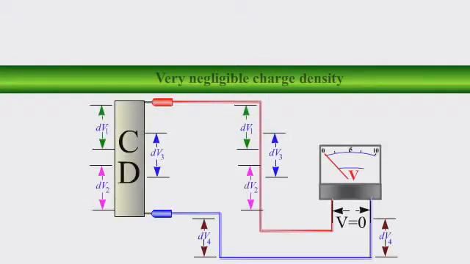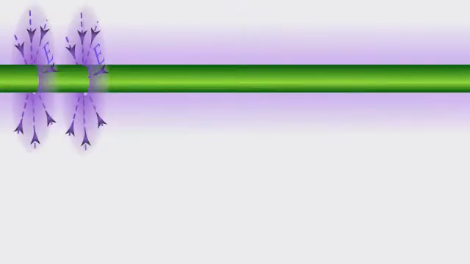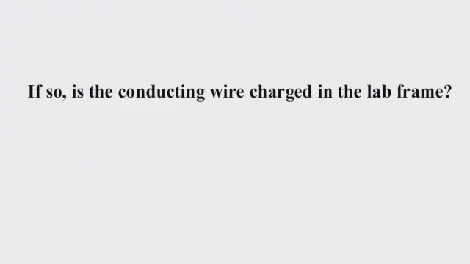Now, believing that these could be the possible reason for the detection of zero potential, and the reason why the wire seems to be uncharged in the lab frame, since the effects of Lorentz contraction of conducting electrons is undeniable, one can expect that the conducting wire requires a net negative charge in the lab frame. So, could the conducting wire be charged in the lab frame?